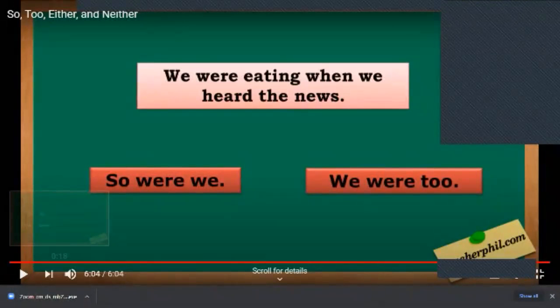Okay, students. You see from here that these are some of the sentences. Some of the sentences were positive statements and some were negative statements, right? So this is how we use neither, either, so, and too. So come to page number.